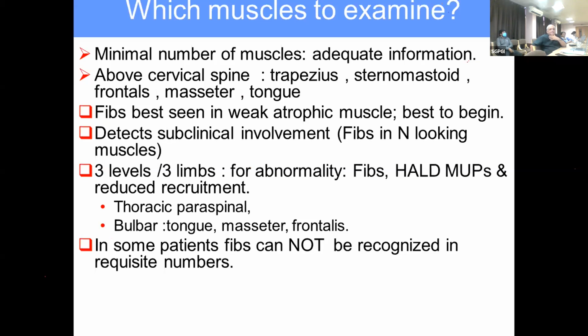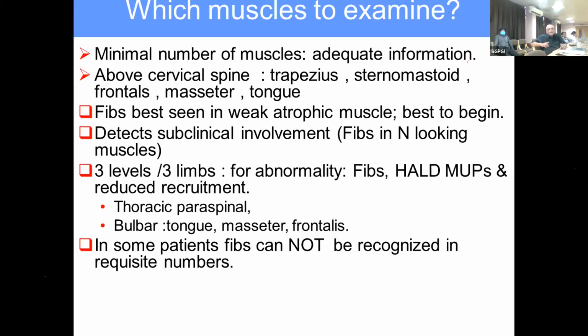We must examine 3 levels or 3 limbs for abnormality of fibs, high amplitude, long duration motor unit potentials, and reduced recruitment. We must examine thoracic paraspinal. For bulbar, we can examine tongue, masseter, and frontalis, which I will show you. In some patients, fibs cannot be recognized in the requisite number. Remember, you must have seen patients with a clinical diagnosis of ALS, but when you want to demonstrate a denervation pattern, you find that it is not fulfilling the criteria. In that case, we have to say okay, we'll repeat it after some time, maybe 2-3 weeks, because sometimes if you want to make stringent criteria, it does not fulfill.